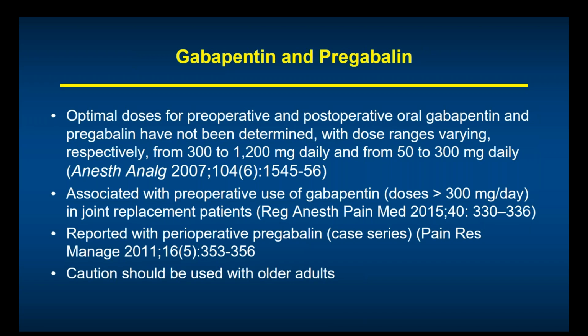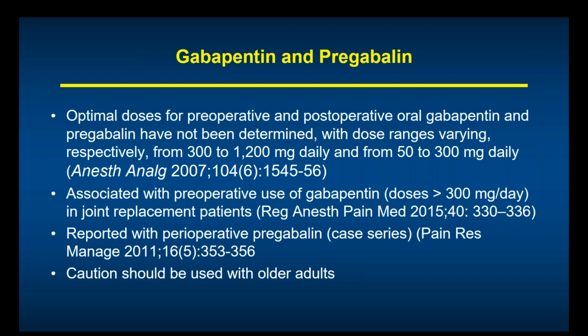Doses may vary. We usually give very high doses in patients with chronic pain, and high doses would be anywhere from over 1,200 milligrams per day. In patients with acute pain, we generally give anywhere from 300, or even as low as 150, to 600 milligrams and sometimes 900 milligrams a day.